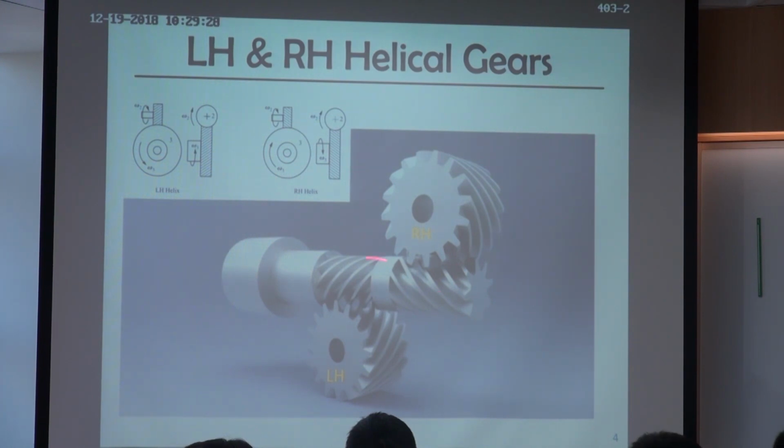In some applications, we need to use this type of gear, if we need the input and output to form 90 degrees. We call this type of gear helical gears. And there are two types of helical. You can see these helical curves, this part and this part, are in different directions. We call this one the right-hand helical gear, and this one the left-hand helical gear.